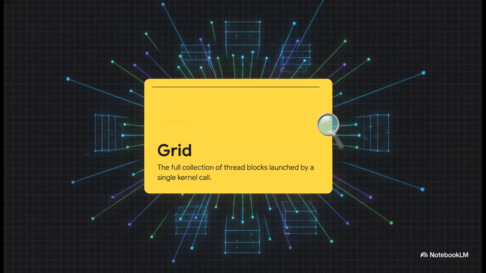First up, we have the grid. When you tell a GPU to do a specific job, say adding two massive arrays together, you launch what's called a kernel. Now, a grid is literally the entire wave of work created by that single kernel launch. It's the macro-level task you're handing off to the GPU. You can kind of think of it as the master blueprint for your specific job.